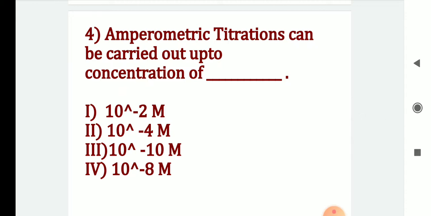Amperometric titrations can be carried out up to a concentration of 10 to the minus 2 M, 10 to the minus 4 M, 10 to the minus 8 M, 10 to the minus 10 M. The answer is 10 to the minus 4 M. In amperometric titrations you can go up to 10 to the minus 4 M solution concentrations. Lower than that you will not get the reading because of residual current.